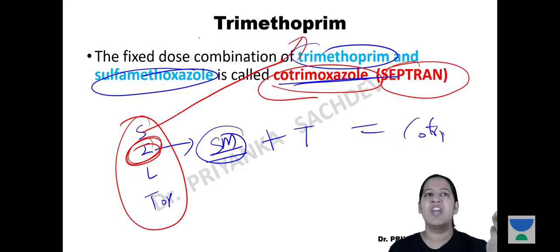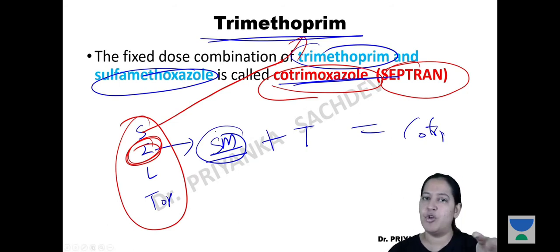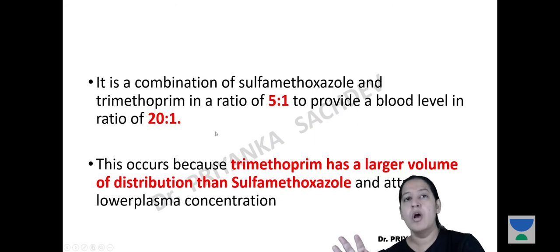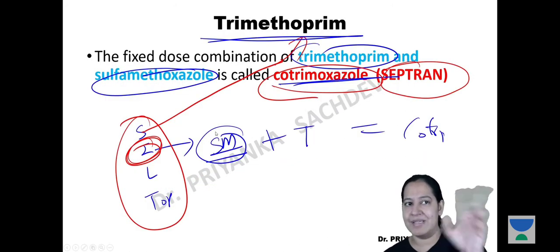There is no classification of this drug because it is a single drug. Trimethoprim has no classification. It is not a class. It is a single drug. So skip the classification.